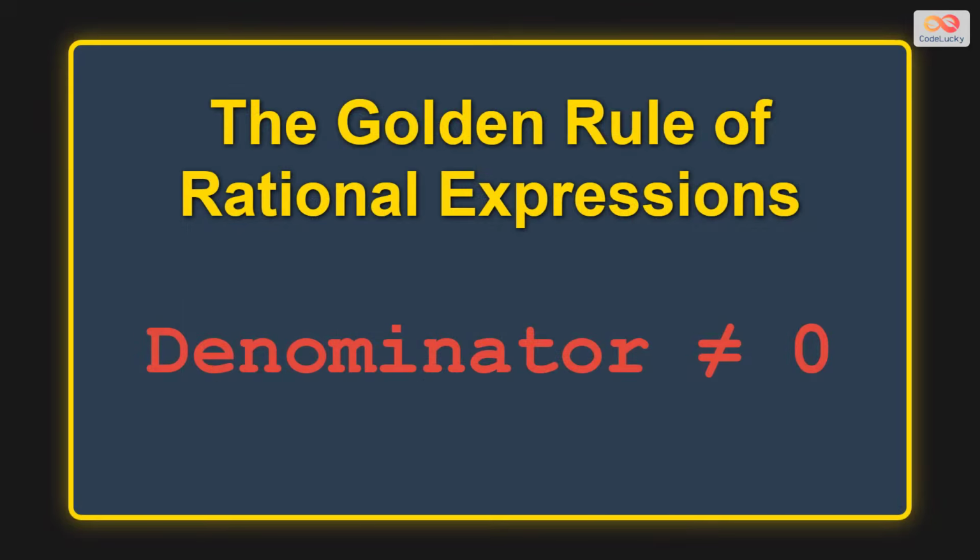This brings us to the most important rule for rational expressions: the denominator can never, ever be equal to zero. If the denominator becomes zero, the whole expression becomes undefined. This is the one and only thing we need to watch out for.